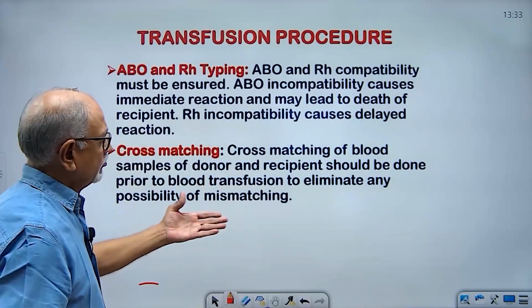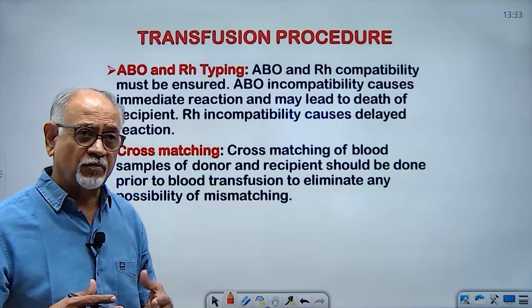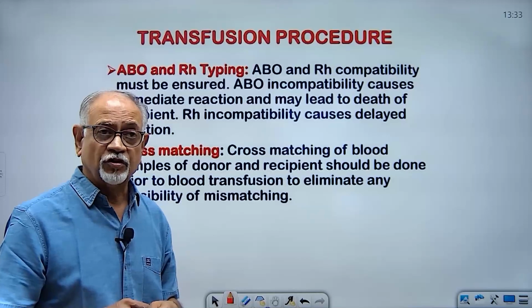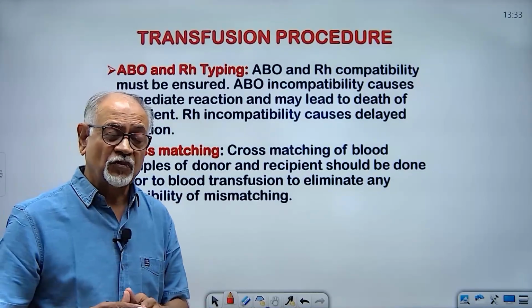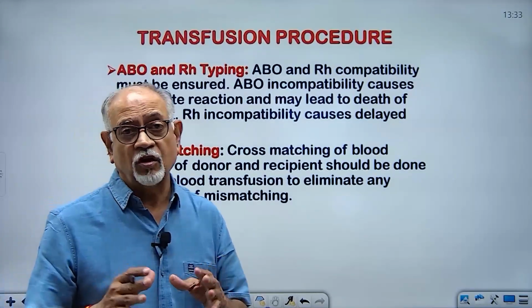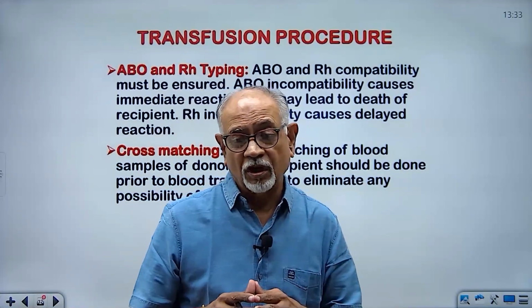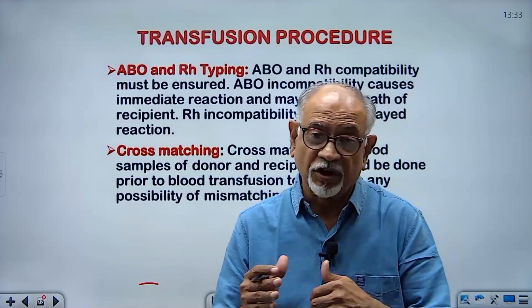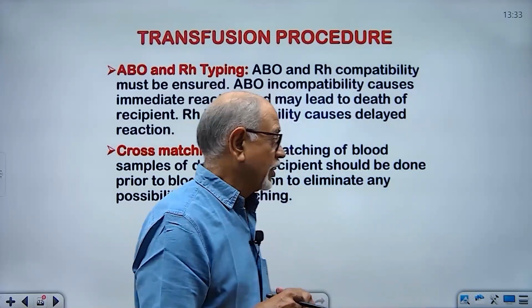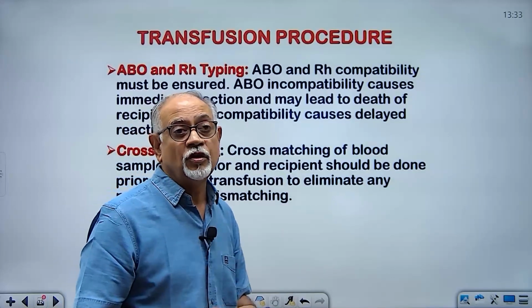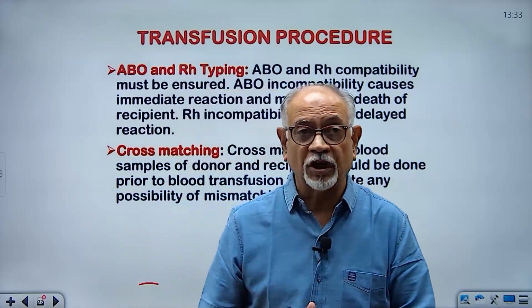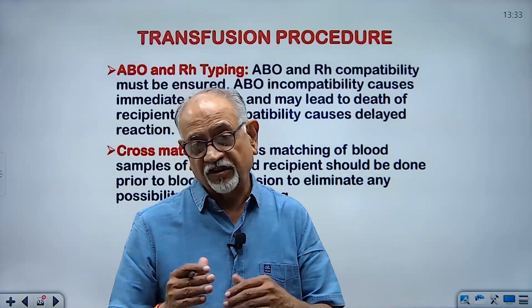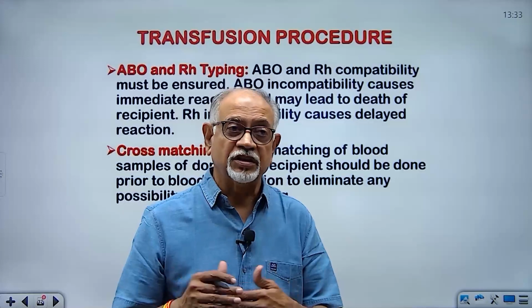Then again, just I mentioned that before transfusion of blood, cross matching of blood sample should be done. So, as to eliminate any type of incompatibility of the antigen antibody reaction, whether for the known antigens or for the unknown antigens, there should be no agglutination in the samples of donor and the patient.